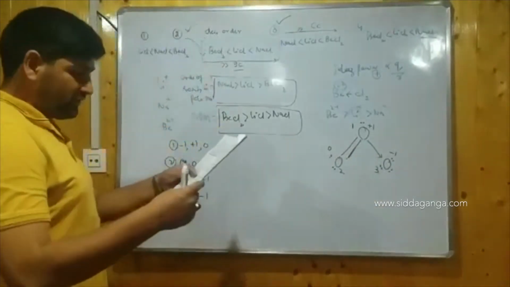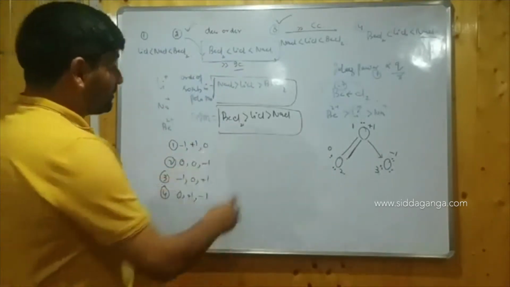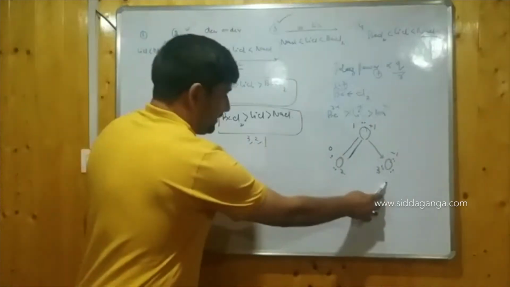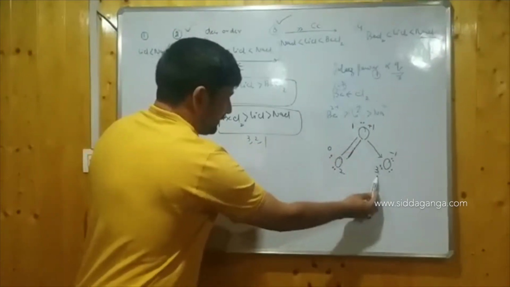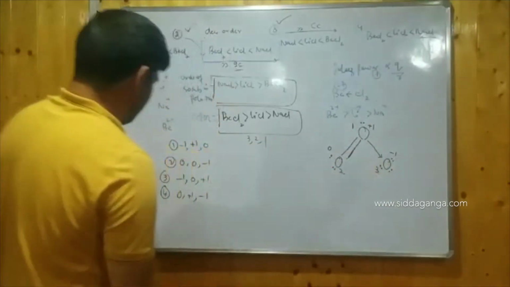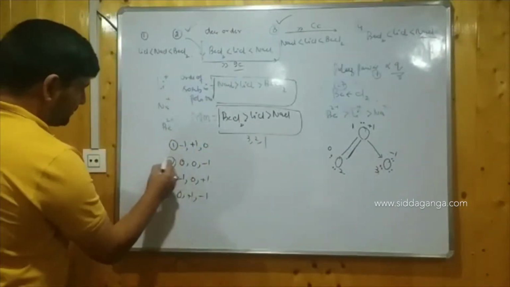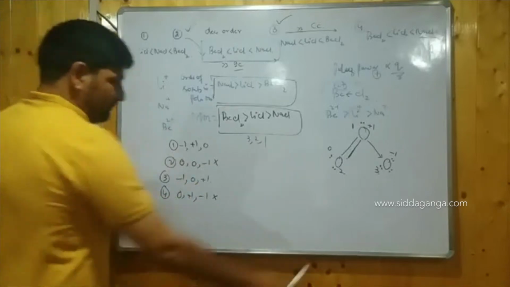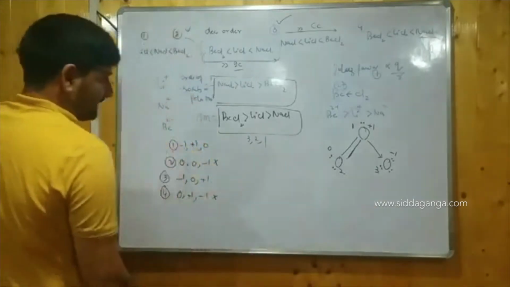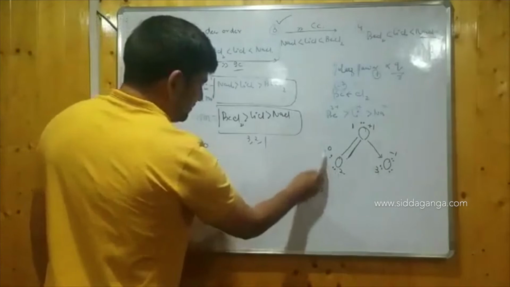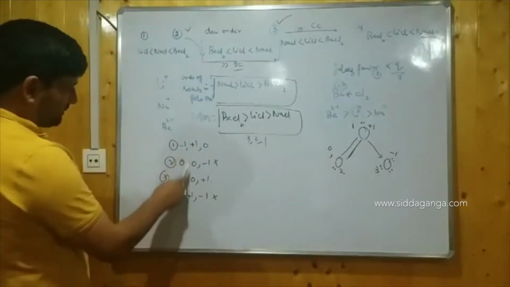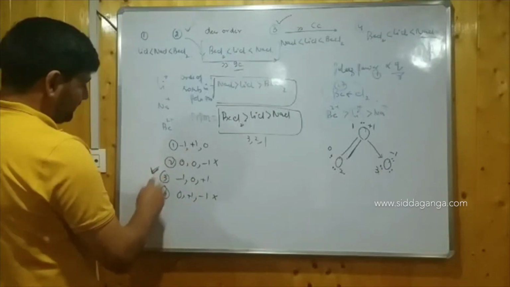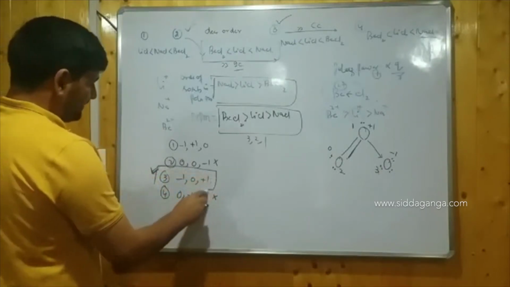But according to the question, we have to find it for 3, 2, 1. Oxygen is 3, 2, 1. So for 3, what's the charge? -1. So this is -1, -1. So these two are eliminated. They cannot be our correct options. Now, it has -1, correct? What about oxygen number 2? Charge is 0. So which of the options here has 0? Here it is +1. So this will be our correct option. So option 3 will be the correct answer.